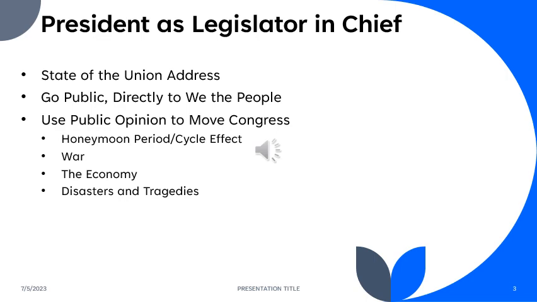Second, the president can go directly to we the people, right? Go directly to we the people. Give a speech in primetime television. That's changing, right, with social media. But right, this is a tried and true method. Because if you can convince we the people that you're identifying the important issues, then they can put pressure on Congress to do something about it.